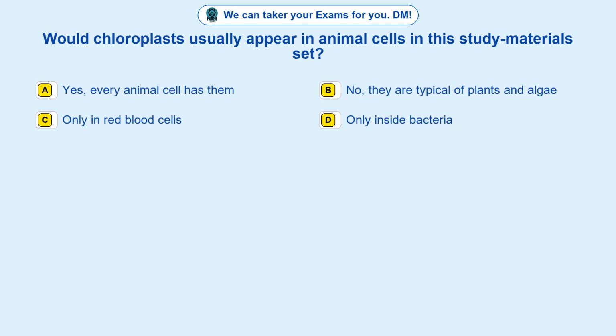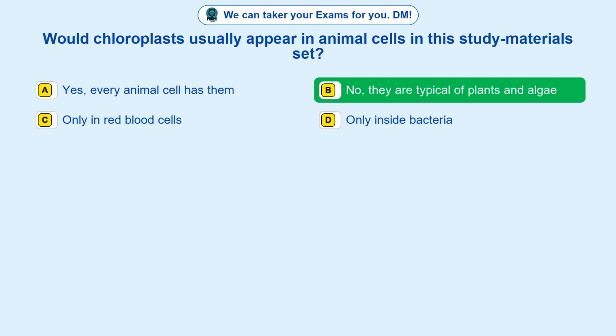Question 14. Would chloroplasts usually appear in animal cells in this study materials set? Option A. Yes, every animal cell has them. Option B. No, they are typical of plants and algae. Option C. Only in red blood cells. Option D. Only inside bacteria.